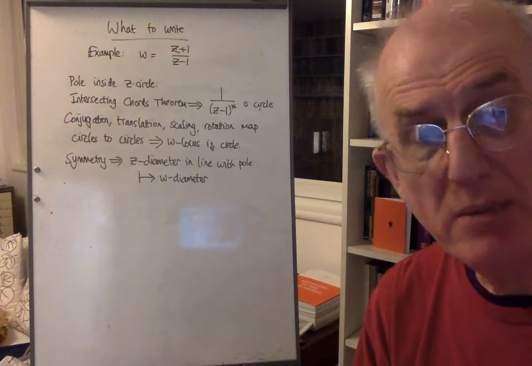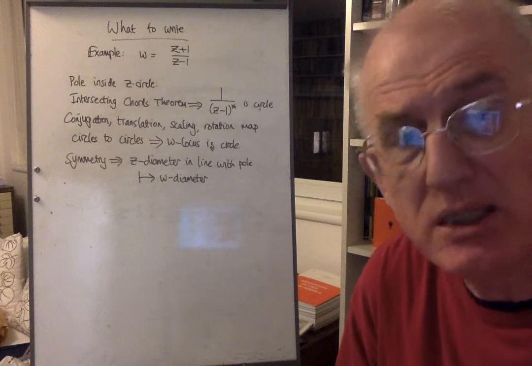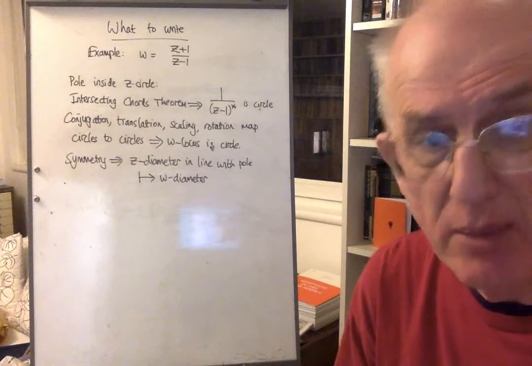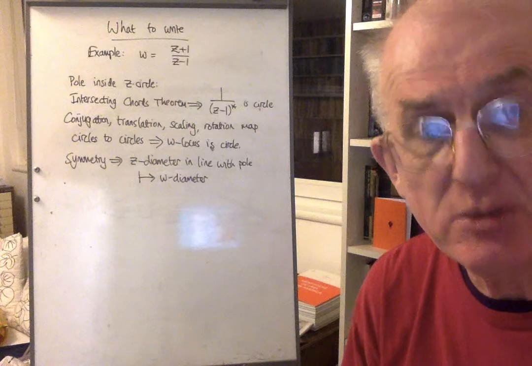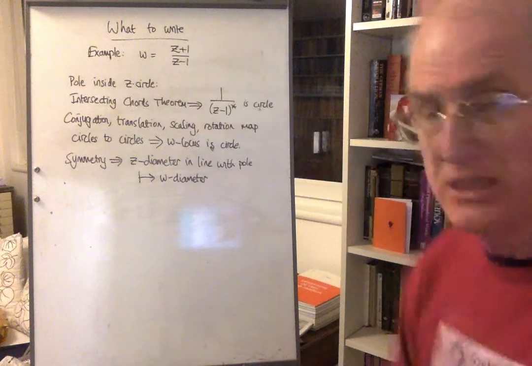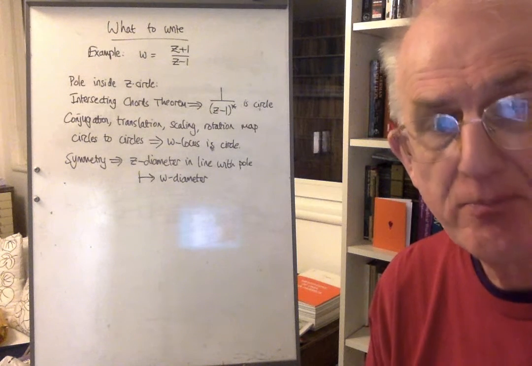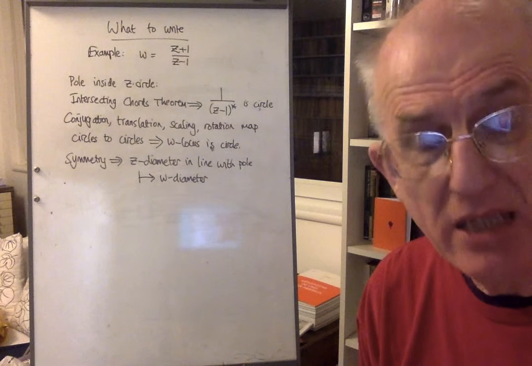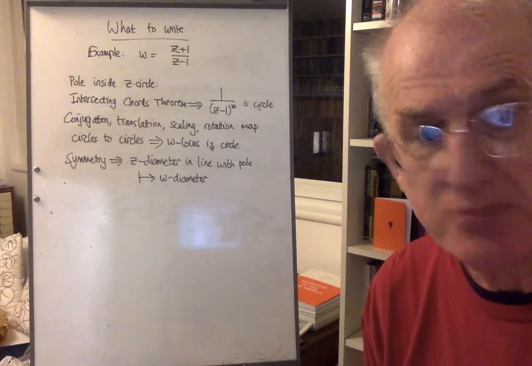Hello, this is about Möbius transformations again, and it's about what you have to write to explain why this method works. There'll be another video clip which will explain the theorems which I'm going to mention now. So I'm going to take the same example, w equals (z plus 1) over (z minus 1). And you'll have a particular z locus to investigate with that transformation.